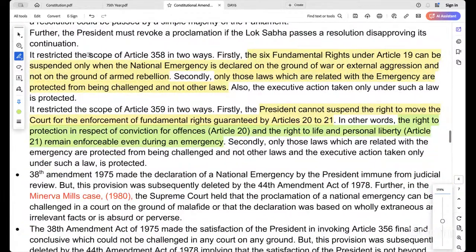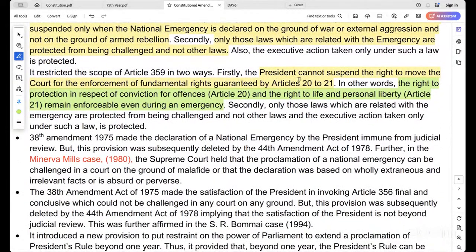It restricted the scope of Article 358 in two ways. Firstly, the 6 fundamental rights under Article 19 can be suspended only when the national emergency is declared on the ground of war or external aggression and not on the ground of armed rebellion. Then the president cannot suspend the right to move the court for the enforcement of fundamental rights guaranteed by Article 20 to 21. In other words, the right to protection in respect of conviction for offences, Article 20, and the right to life and personal liberty remain enforceable even during emergency.